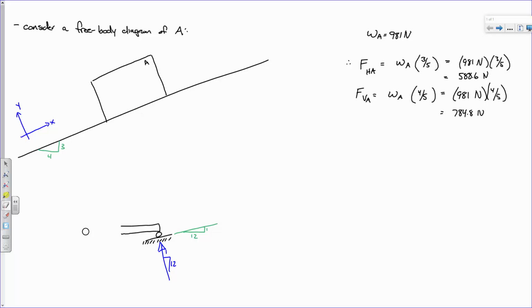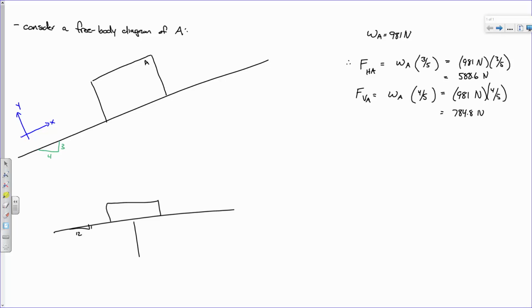This is sort of, I think, maybe an easier way of thinking about it. Okay. Here's a box on an incline. Now that incline is at a 3 to 4. Okay. Let's say, for instance, that the incline was 1 to 12. I propose that the weight of that box would be split into two components.